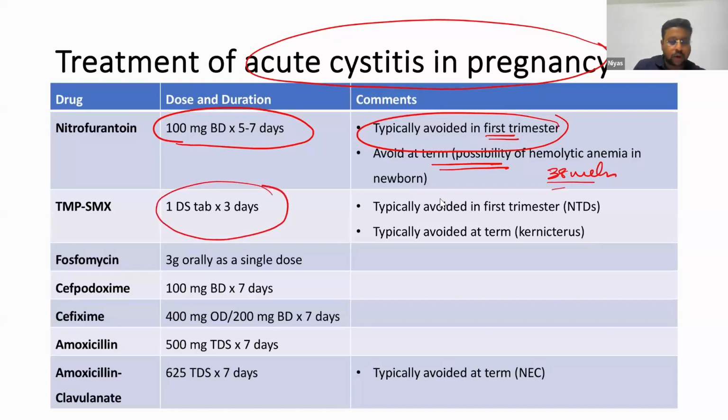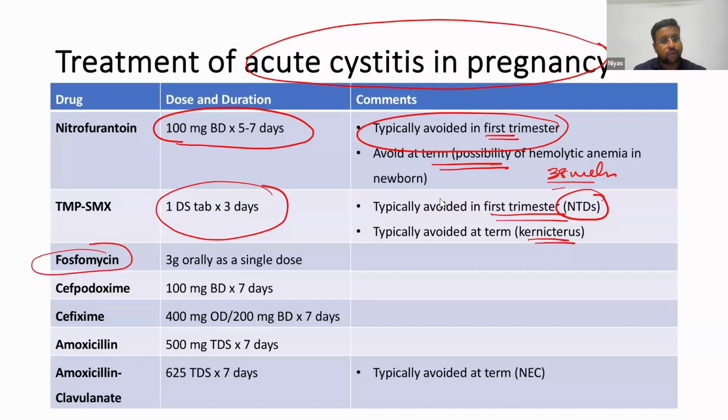Trimethoprim sulfamethoxazole also is a very good agent, but again, in the first trimester, it's a folic acid antagonist. Theoretically, it can cause neural tube defects, so better avoided in the first trimester. In the late trimester, that's at term, that is 38 weeks or more, there is a risk of kernicterus, neonatal jaundice that can develop in patients on trimethoprim sulfamethoxazole. It is better that these drugs also are avoided at term. But in between, both these drugs are safe and you can use them.